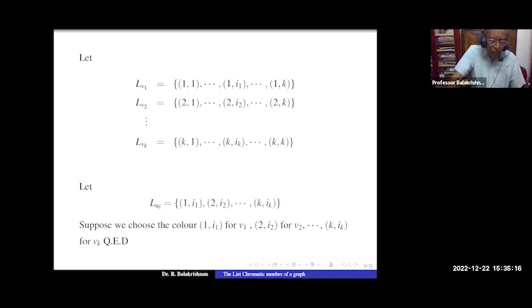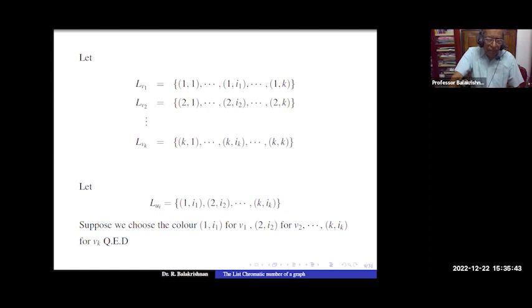Okay. So this is for the top layer, V1, V2, V2. What about the bottom layer? I take the list L for the ith vertex Ui. I take this one, 1I1, 2I2, KIK. I take this list. Now I have to color this out of this.